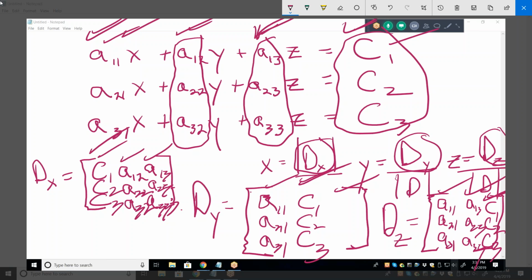Yeah. And it's just the order you got to get right. Because remember, you can't put these in any order you want. I would not be able to, in this D sub x, switch any of those columns. So just remember, in the x, column 1 is the c's. On the y, column 2 is the c's. And on the z, column 3 is the c's. And you'll be able to figure out the other two columns always. Just make sure you go left to right on the other two.